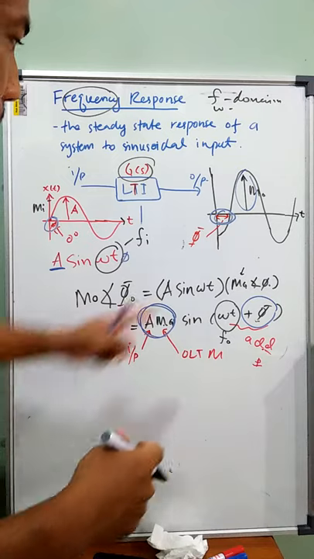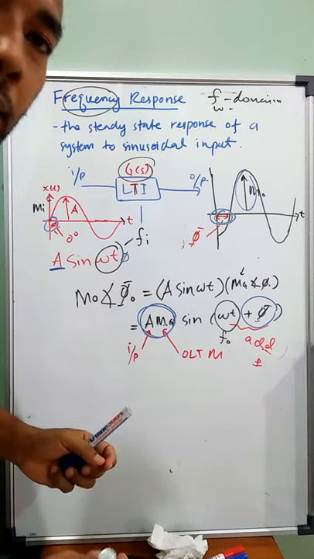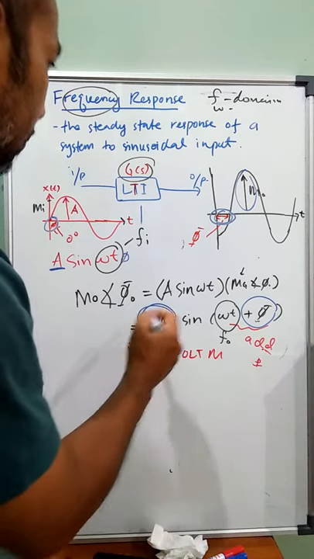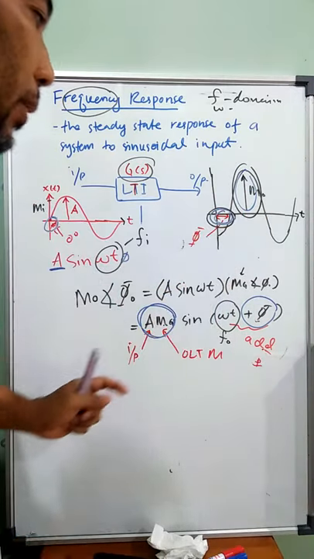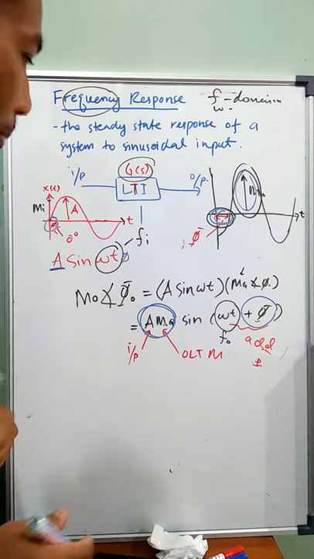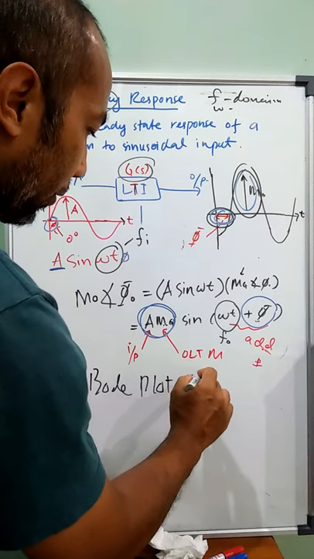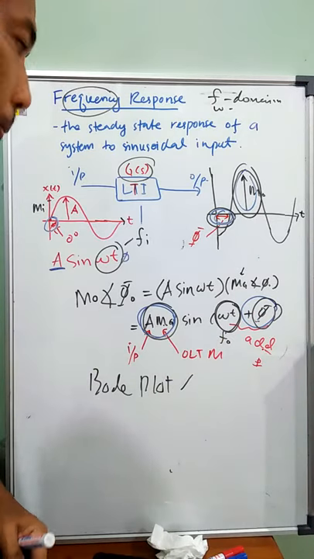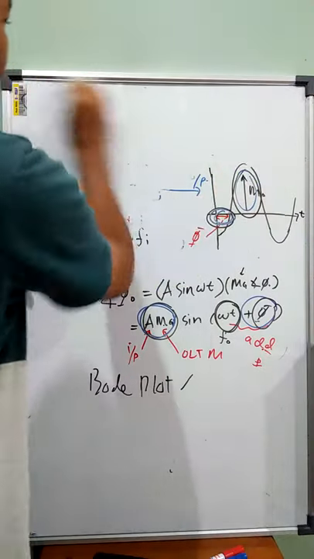However, because this one is in a single frequency, if we want to visualize the changes of gain and also the changes of phase shift for various frequencies, we can use the Bode plot. So the Bode plot shows gain and phase for various frequencies. Sometimes people pronounce it differently.